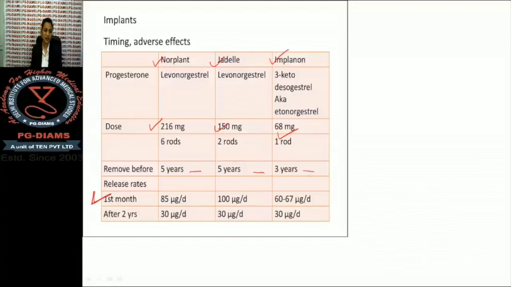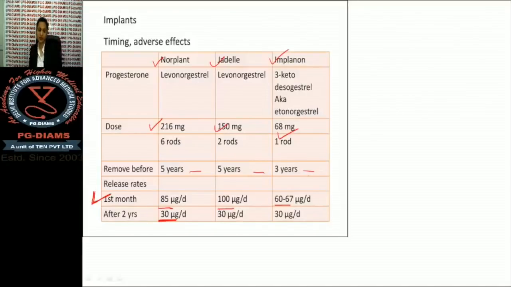In the first month, the amount of progesterone which is released is higher: 85 microgram, 100 microgram, 60 to 67 microgram per day. After 2 years, the amount of progesterone released into blood daily is 30 microgram. If you remember, this is similar to the dose of progesterone in mini pill. So the mechanism of action after 2 years of implants is similar to that of mini pills.